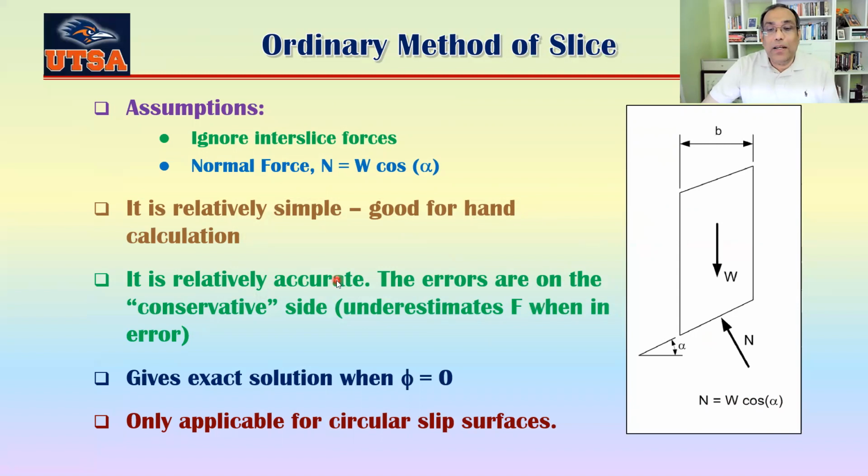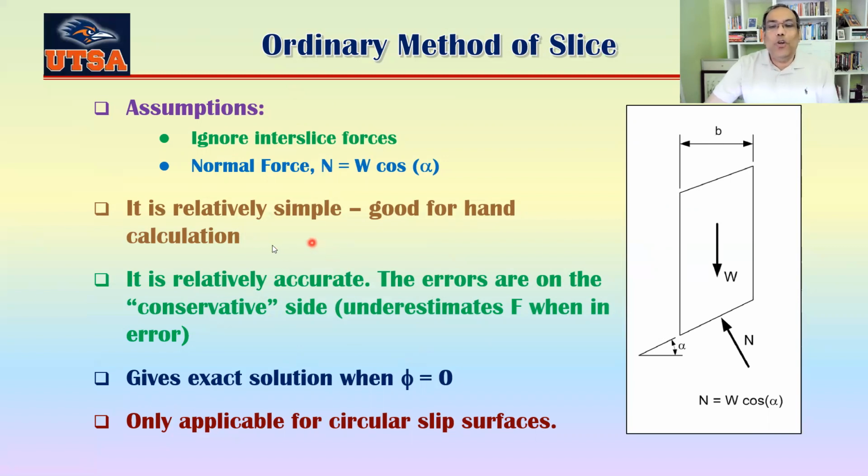It is relatively accurate. The errors are on the conservative side; it underestimates the factor of safety when error occurs, okay? Even if you have any error there, you are still on the conservative side, meaning your factor of safety is less, okay? So basically, in the practical field, this one is not going to fail, okay? Then it gives the exact solution for phi equal to 0, and is only applicable for circular slip surfaces. Okay, so these are the assumptions here and how this one will work.